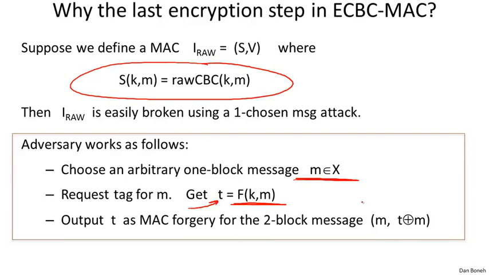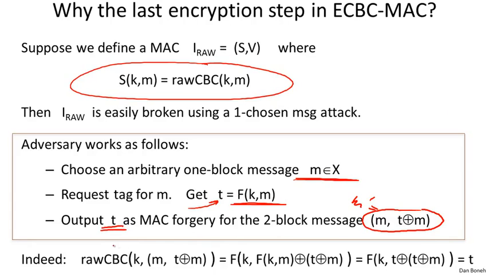And now I claim that he can define this message M prime, which contains two blocks. The first block is M, the second block is t XOR M, and I claim that the value t that he just received is a valid tag for this two block message M prime. So let's see why that's true. Well, suppose we apply the raw CBC construction to this message M prime. So if you plug it in directly, the way it would work is, first of all, the first message M is processed by encrypting it directly using the function F. Then we XOR the result with the second block, which is t XOR M. And then we apply F to the result of that. That is the definition of raw CBC.